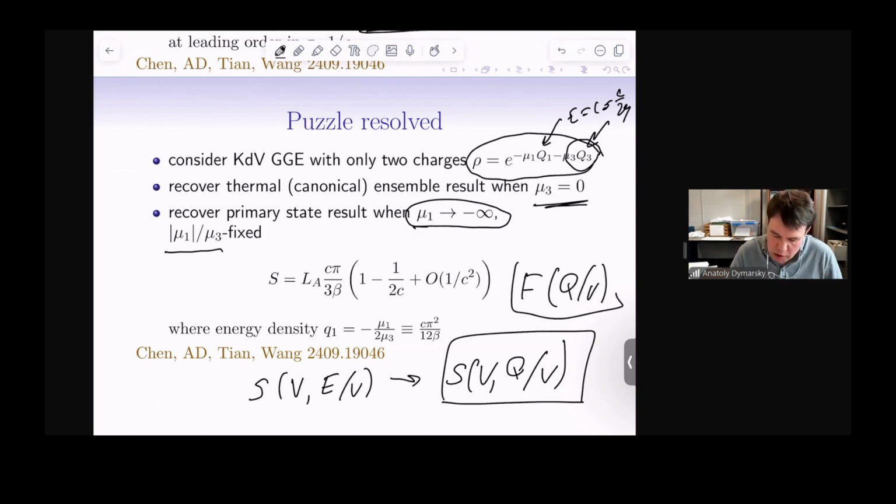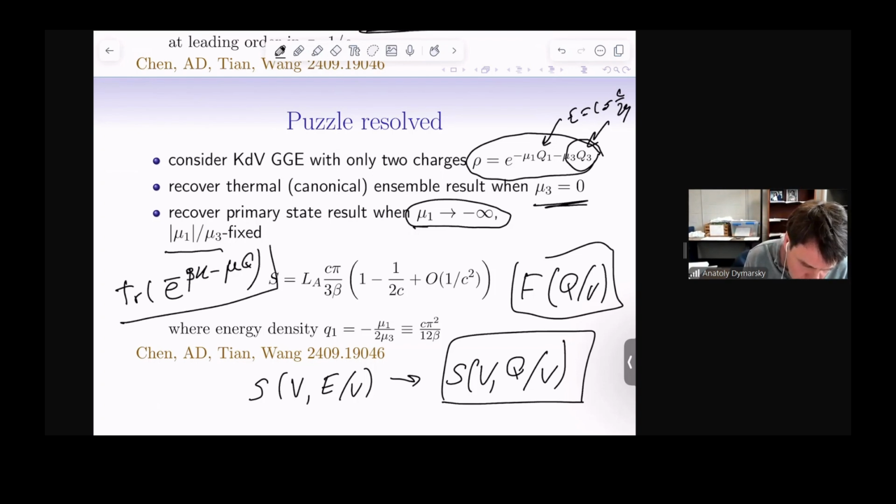Okay, so that was our result. We calculated this partition function of a generalized Gibbs ensemble, trace of e to the minus beta H minus mu Q. You can calculate this thing. We calculated it in the large c limit.